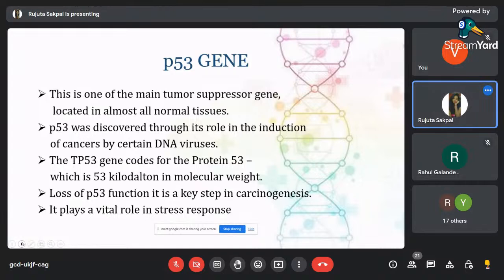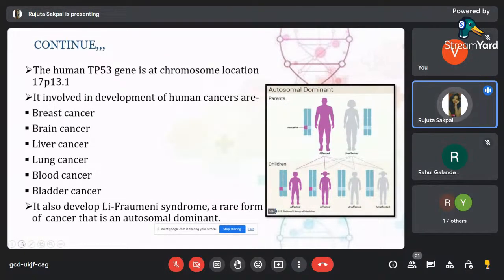Next, the human P53 gene is located on the 17th pair of chromosomes in humans. Mutation of P53 is found in more than 50% of all tumors. It involves breast cancer, brain cancer, liver cancer, lung cancer, blood cancer, and bladder cancer. It also develops in Li-Fraumeni syndrome, a rare form of cancer that is autosomal dominant. In this syndrome, individuals inherit a mutant copy of tumor protein 53, and cancer develops when the second copy of tumor protein 53 becomes mutated.